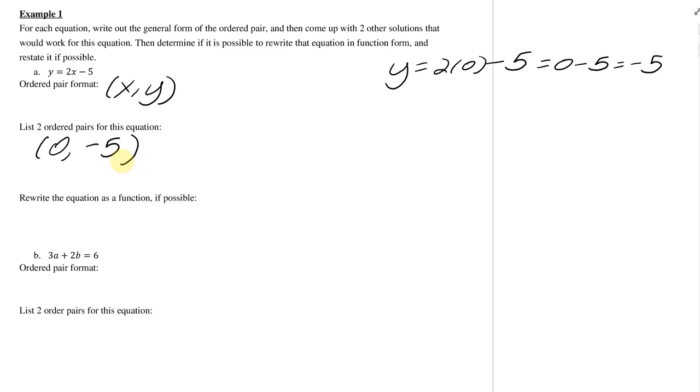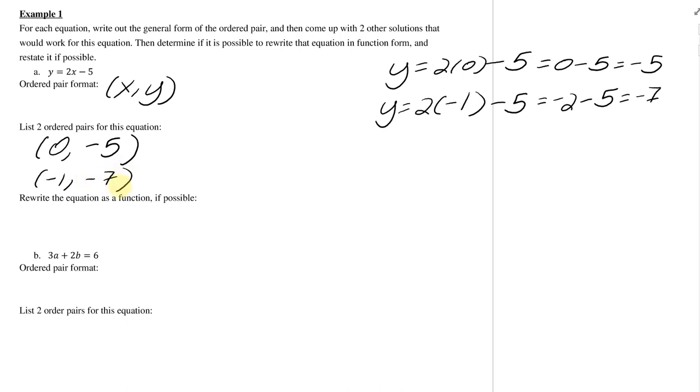So that would be one case. Another one I could do, I don't know, why don't we do negative 1? So I'm going to plug in negative 1, so that's going to be my ordered pair, negative 1, and I'm just going to plug that into this equation, and then I'm going to work it out. So this would be negative 2 minus 5, so that would equal negative 7. So then my ordered pair would be negative 1, negative 7.